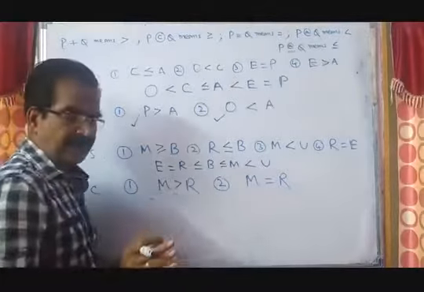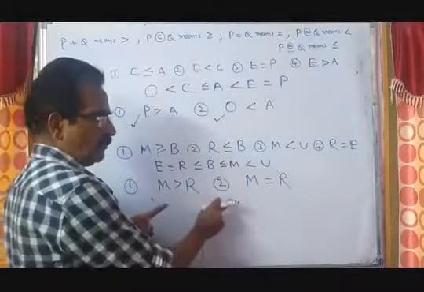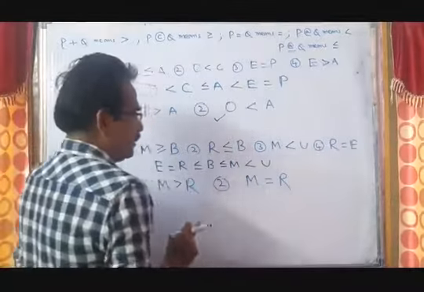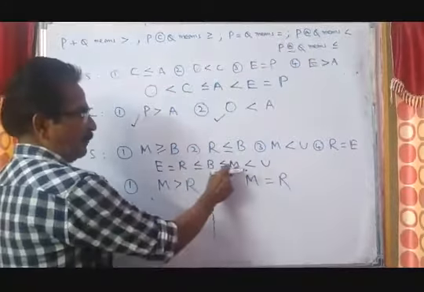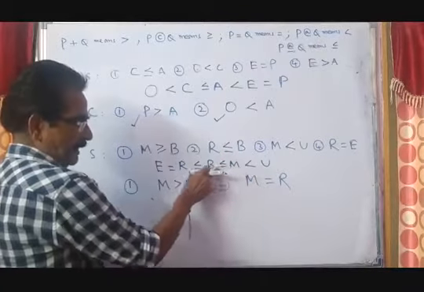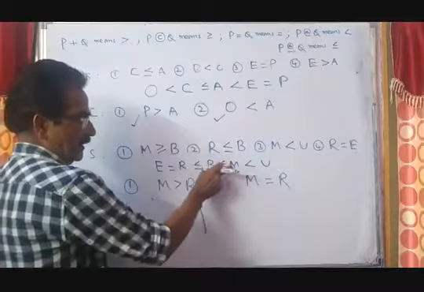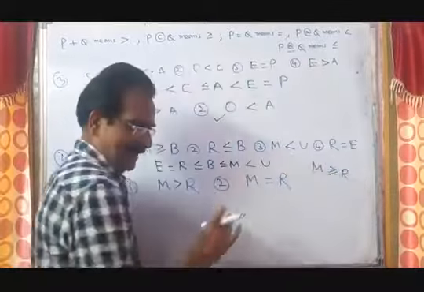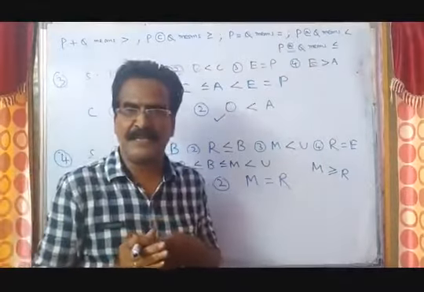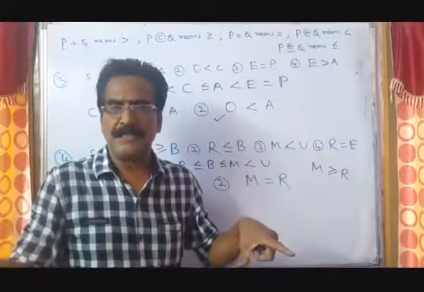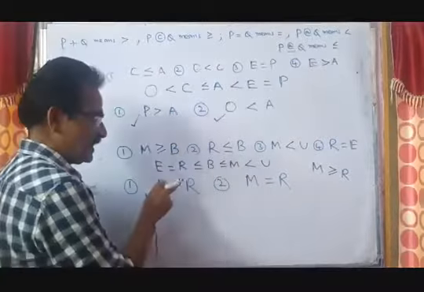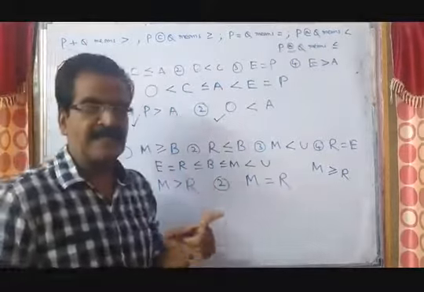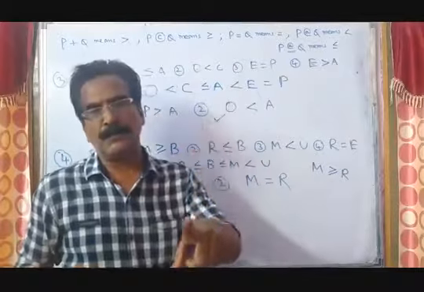Now let us see the relation between M and R. In both the conclusions, the relation is given between M and R. So what is the relation between M and R in this statement? M greater than or equal to R. This greater than or equal to relation is split into two conclusions. One is greater than, one is equal to. So in this case, your answer is either conclusion 1 or conclusion 2.